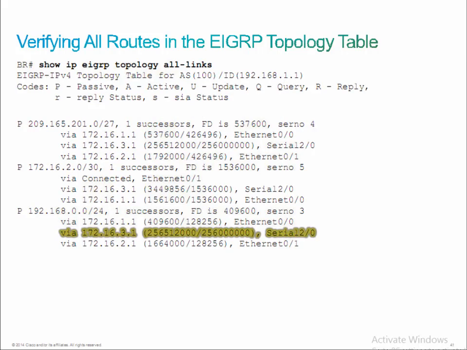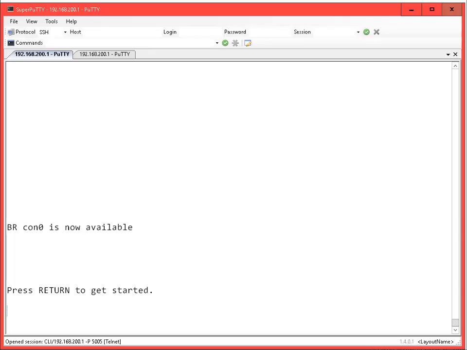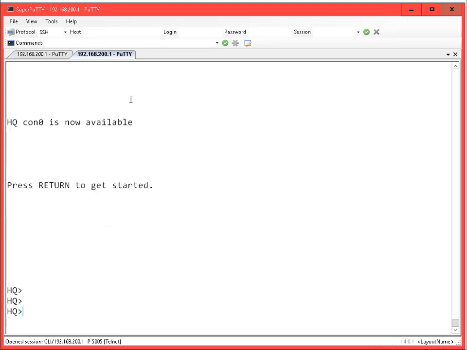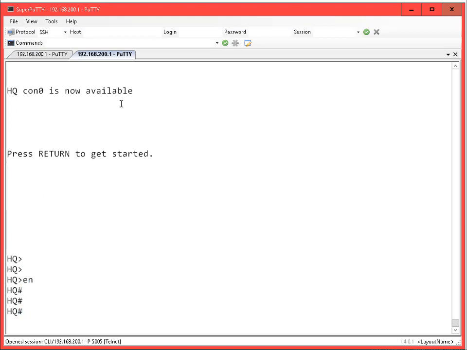So now we're going to take a look at the impact of having a feasible successor versus not having one. We're going to do a ping from the branch router to that loopback interface. So let me get into my branch router here. I'm going to have to do this a couple of different ways, because we don't actually have a physical router here. So I'm going to telnet to the branch router from HQ.